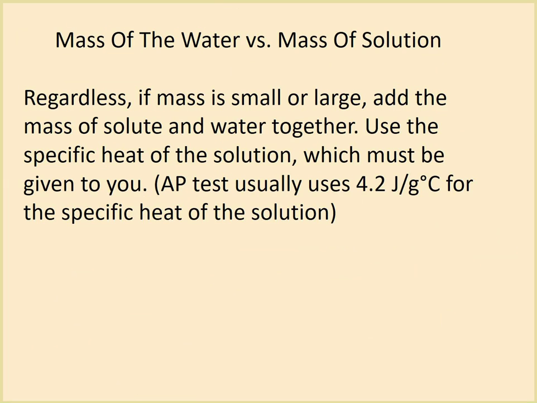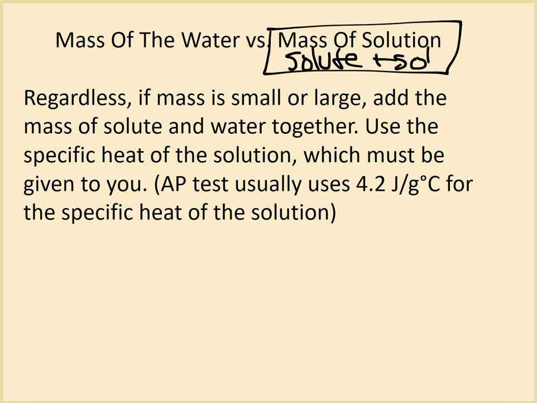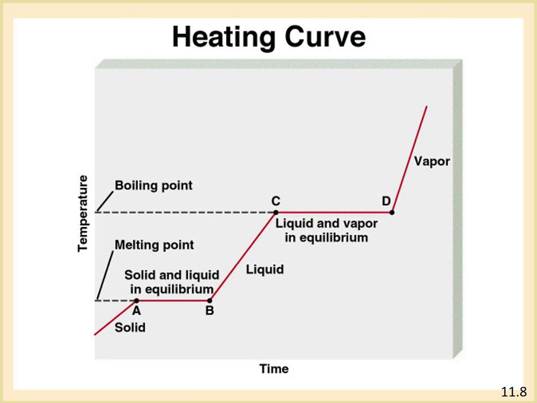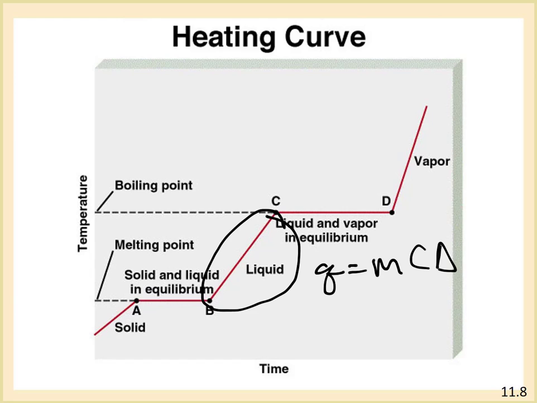So to sum up, when you're doing the mass of the solution, you need to add them together. So on the AP test, you're going to take your solute and you're going to add it to your solvent. So remember, in calorimetry, we are just doing this liquid portion right here. So we're just making the water molecules move faster. And so that water will either absorb or provide heat for the reaction.